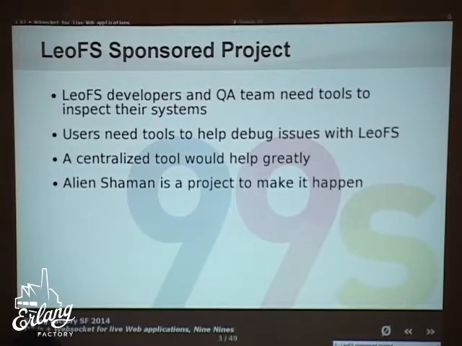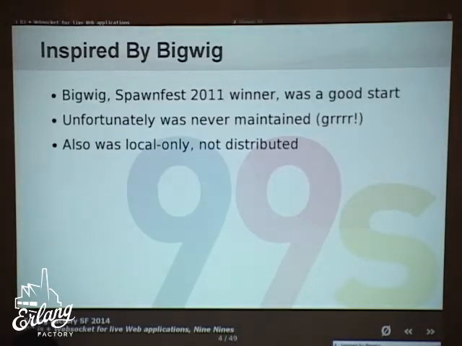The work has only started for now. It will end up being 2 tools. The project is Alien Shaman. I will explain what both of them are. And this project is mostly inspired by Bigwig. Some of you have probably heard of Bigwig before. It's doing pretty much what Observer is doing, except with a web interface.